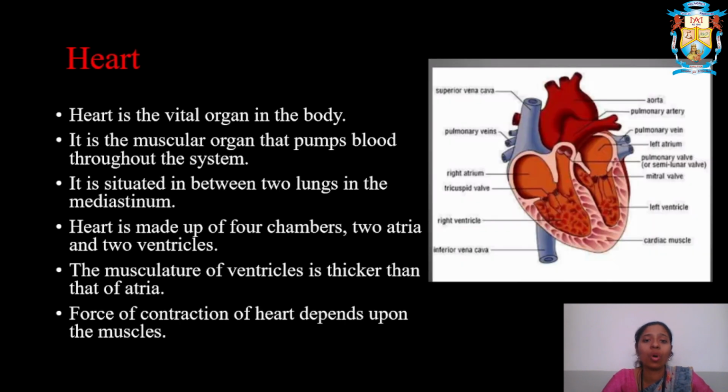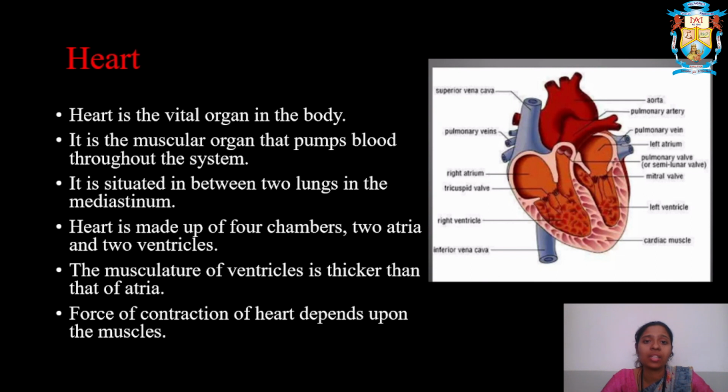So first we will move on to the heart. What does the heart do? It is a vital organ in the body. It is a muscular organ that pumps blood throughout the whole system of our body. It is situated in between the two lungs in the mediastinum, and it is made up of 4 chambers. It consists of 2 atria and 2 ventricles. The musculature of the ventricle is thicker as compared to the atria.